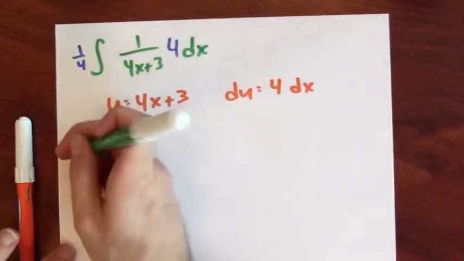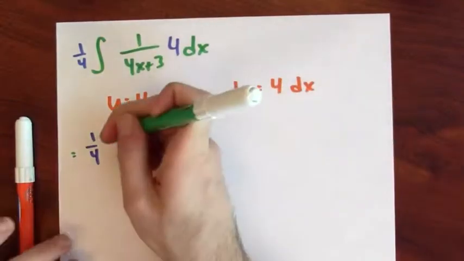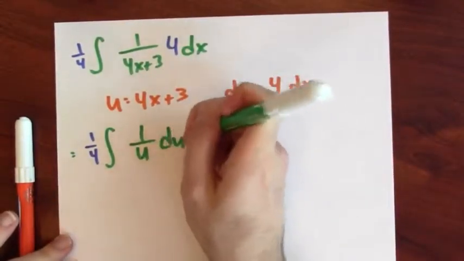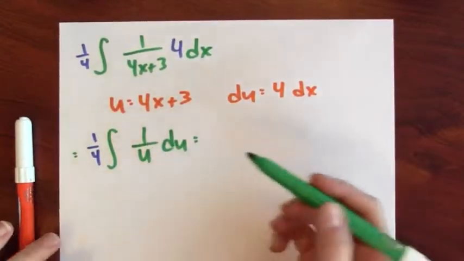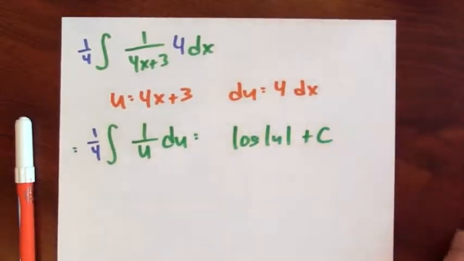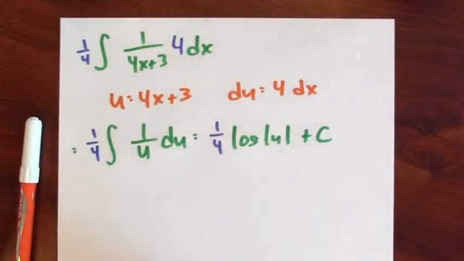So the original anti-differentiation problem is 1/4 of the antiderivative of 1 over u du. And I know an antiderivative of 1 over u du, right? It's log of the absolute value of u plus c, and I've got to make sure to include that constant on the outside of 1/4.